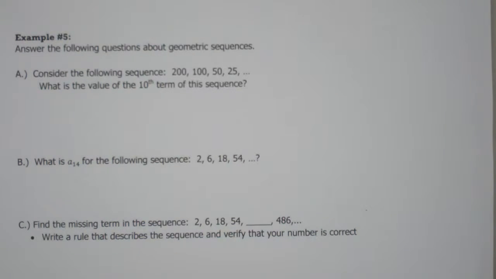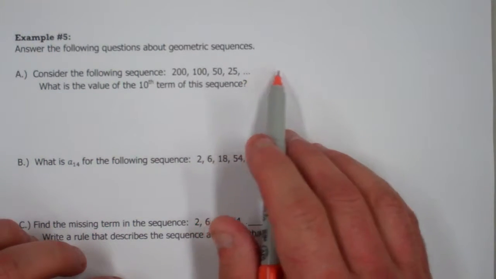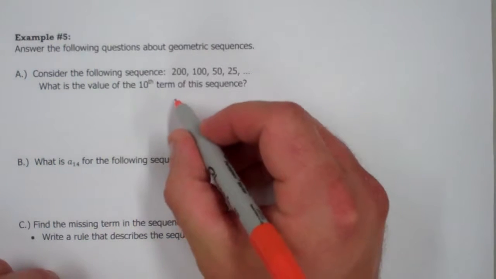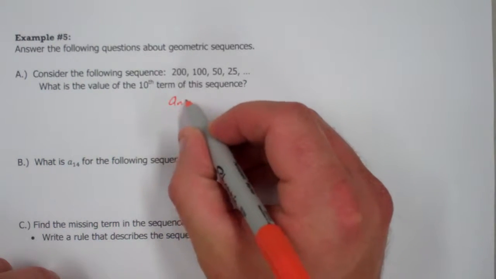In example 5, we're going to answer some questions about geometric sequences. In A, we're asked to consider the sequence 200, 150, 25, etc. And we want to know the value of the 10th term in the sequence. There's a few ways we could do this. We could actually calculate out the 5th one, the 6th one, the 7th one, and so on. I'm going to show you a little bit more elegant of a solution.